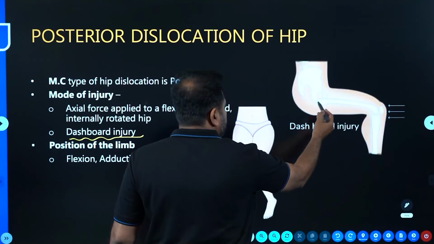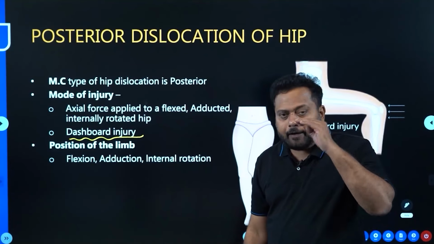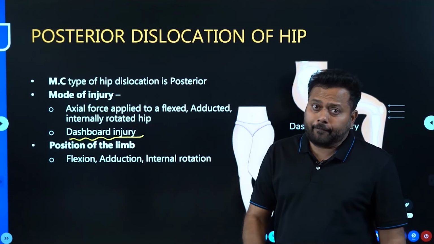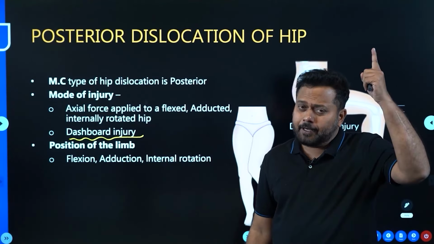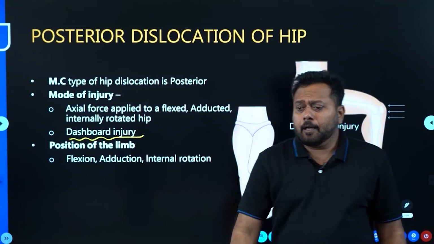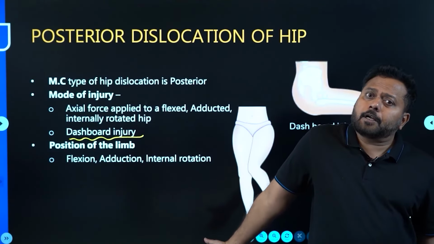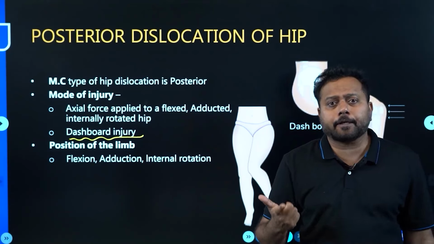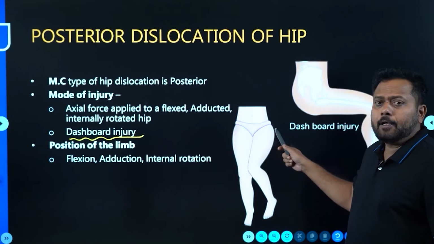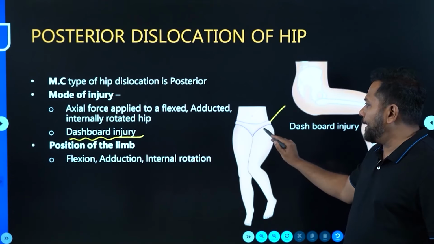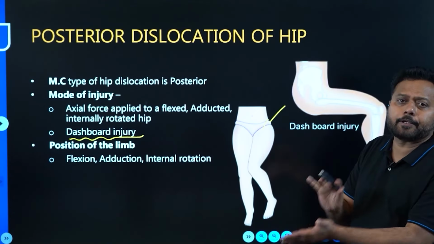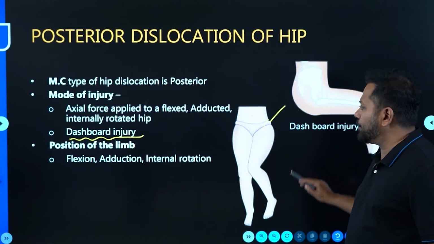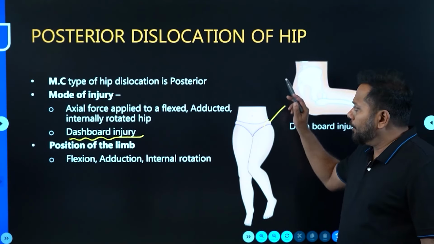Okay, look at the diagram. So this is a posterior dislocation hip. And whenever there is any dislocation, be it shoulder dislocation or hip dislocation, the attitude of the affected limb is very important. We had seen in anterior shoulder dislocation, the arm is extended, abducted, externally rotated. So like that, the classical attitude of posterior dislocation hip, look at this affected side, is flexion at the hip, adduction and internal rotation. So this is the classical attitude of the affected limb in posterior dislocation hip.